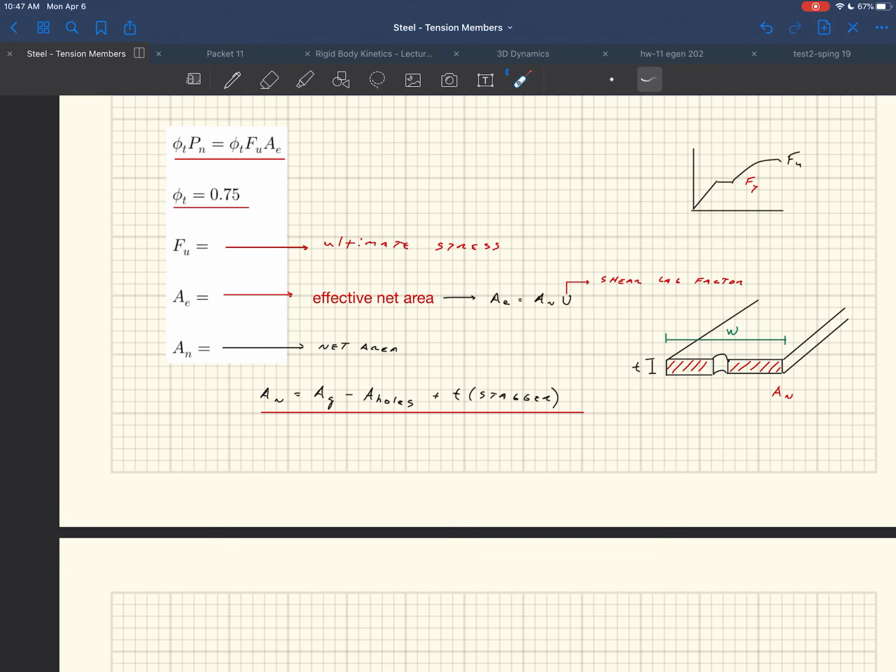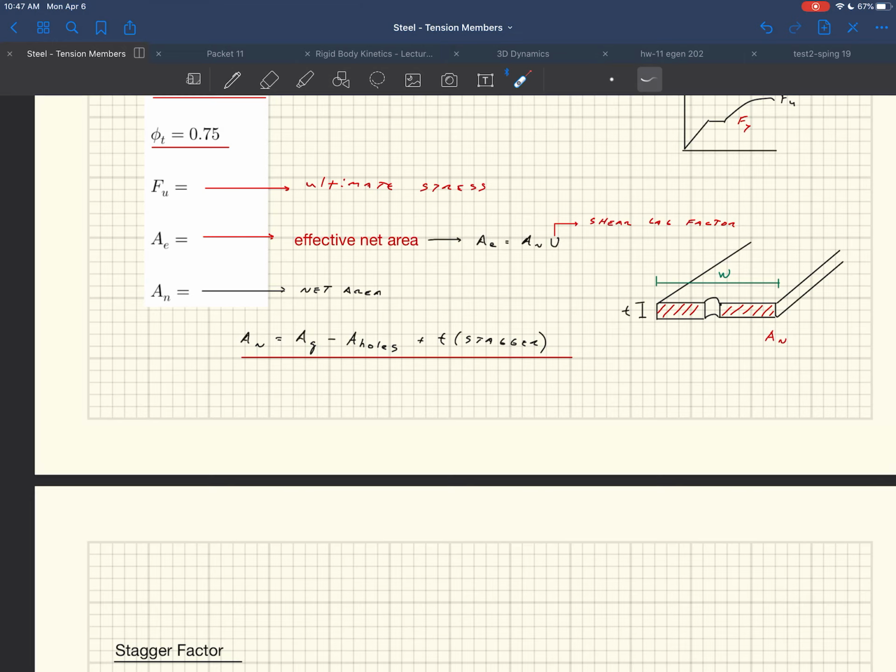So again, this rabbit hole, it's Fu times AE. AE is AN times U. U is the shear lag factor, which we'll talk about in a second. AN is the net area, and how you calculate the net area is your gross area minus the a-holes plus T times the stagger factor, okay? And so we'll keep going with that. So what do I mean by net area, and what do I mean by the area of a hole?